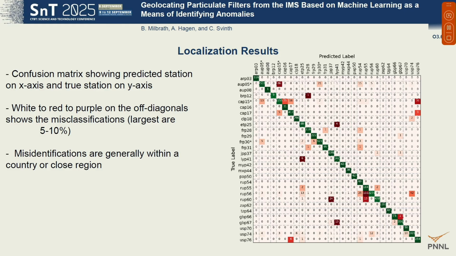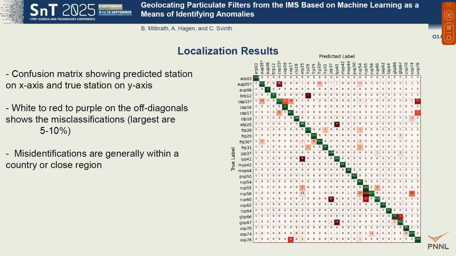This matrix may be a little too small to see on the screen, but the x-axis are the predicted stations and the y-axis are the true stations, so everything on the diagonal is correct. Everything off diagonal is incorrect. What's interesting in this picture, and the scale on the off diagonals goes from 0 to red or purple, is that the largest misclassifications are on the order of 5-6%.